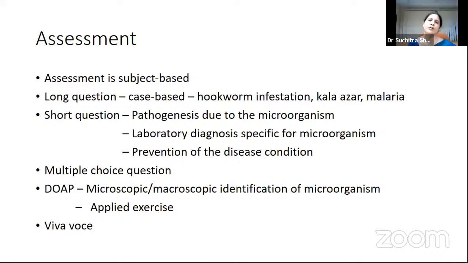But it would be ideal to have an applied exercise where we are discussing something about the cases, about the patient presentation of this anemia case. Viva voce, something similar in case of theory.